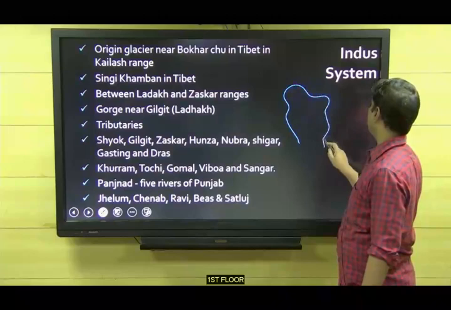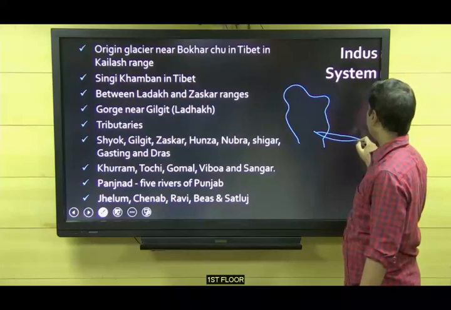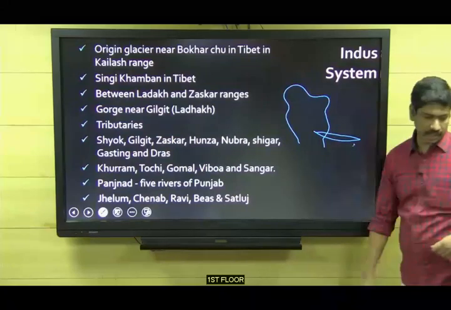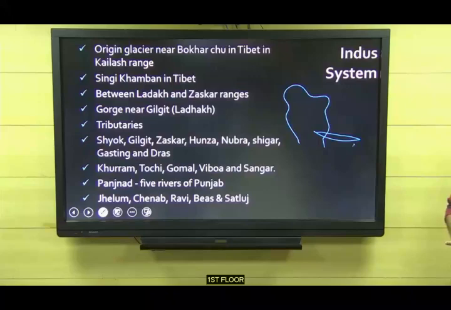This is Kashmir. We had the Kailash range somewhere here. The Indus originates near the Kailash range. The glacier name is Bokar Chu. The Indus river is known as Singi Kamban in Tibet.